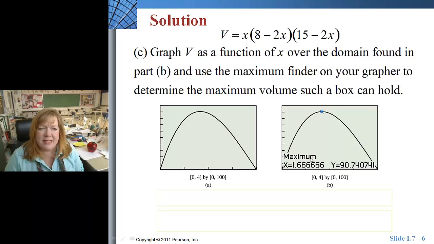So then to find the maximum, remember, you go second, and then you hit the trace button, takes you to the calculate menu. Then you calculate the maximum, select maximum, arrow to the left and enter, arrow to the right and enter, a third time, and it'll give you this maximum.